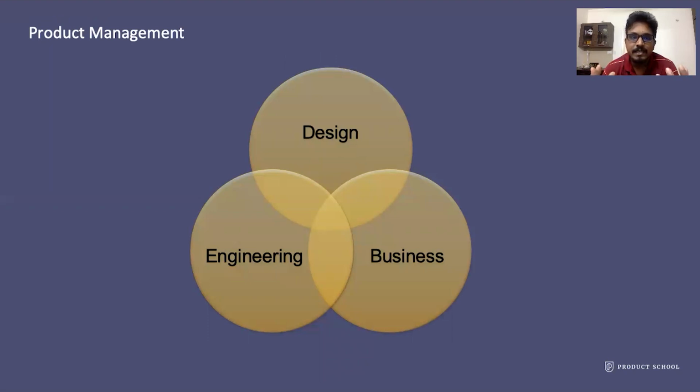What does product management mean in a tech company, right? Product management in a tech company typically encompasses disciplines like design, engineering, and business. Here, engineering includes your software engineering, the actual engineers building the code, and your data scientists and everything. And business here includes sales, marketing, and all those things. So typically, product management encompasses these three areas: design, engineering, and business.